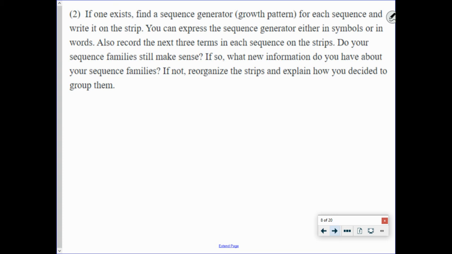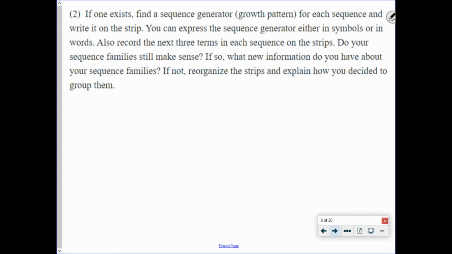You're going to find out what the pattern is. You're going to analyze them a little bit deeper. Find the sequence generator or growth pattern. Do your sequence families still make sense? The sorting that you first did, does it make sense still? If so, what new information do you have about your sequence families? If not, reorganize the strips and explain how you decided to group them.